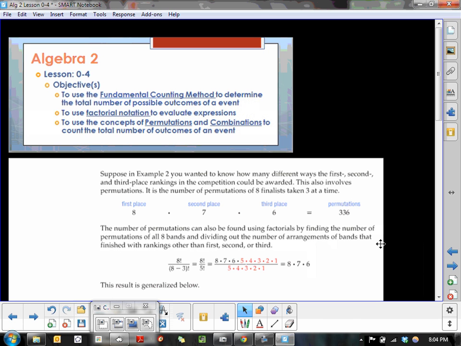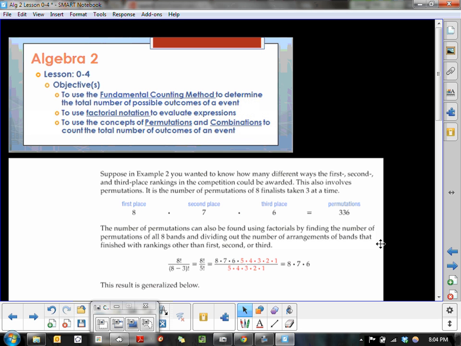The next example, we're going to expand on permutations a little bit, because if you think about our last example, number 2, we had 8 bands and we gave 8 different places, and that's just typically not how it works. Typically, if we have 8 bands, we may only award 3 places, maybe 4 places, but typically all the bands won't get a place finish.